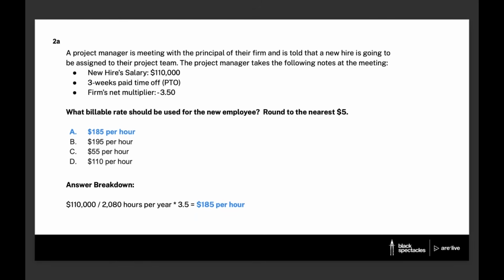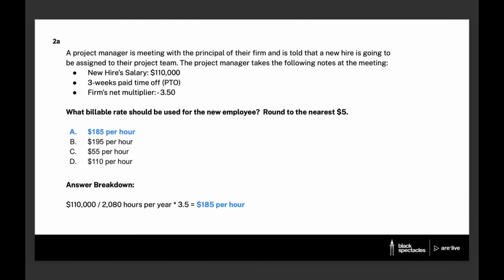I would say this is also a good question to talk about trying to understand what the question writer's testing you on as well. For this question, of course, you need to know the basic formula that we're talking about to determine a billable rate, and you need to know the 2,080 hours in a year. But I think the real piece of testable information here is whether you understand if PTO is included in the number of hours in a year or not.